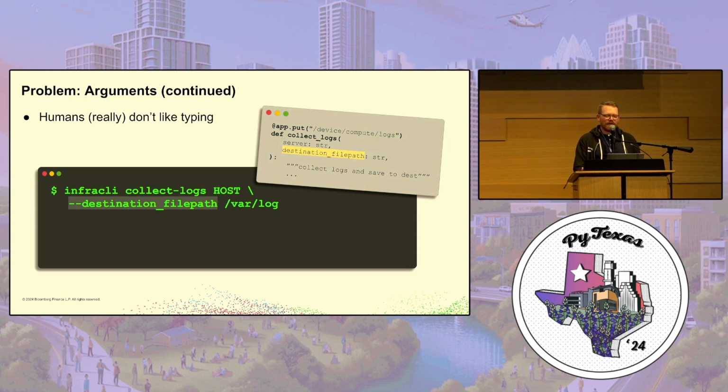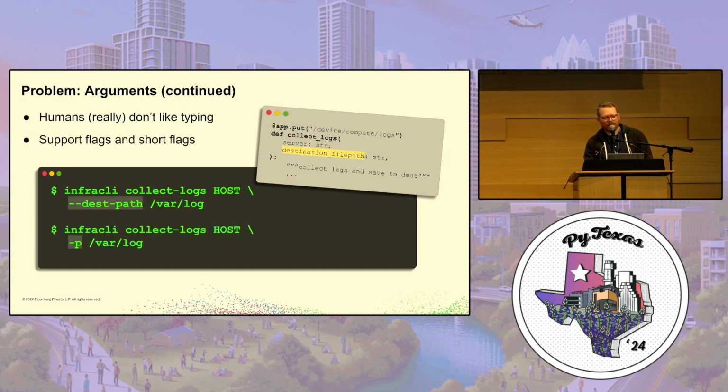So why not have the ability to specifically define the CLI flag and short flag used to represent a given API parameter? Like this. Now to specify the destination file path, you can use --dest path or just -p. Again, it's little improvements like this that go a long way in improving the CLI user's experience.